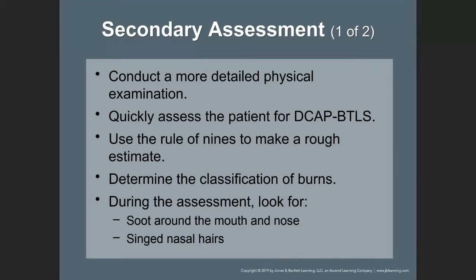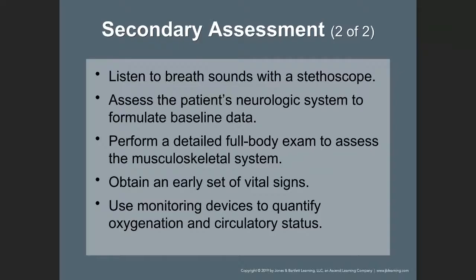Use the rule of 9 to make a rough estimate. Determine the classification of burns during the assessment. Look for soot around the mouth and nose and singed nasal hairs. Listen to breath sounds with a stethoscope, very important. Assess the patient's neurologic system to formulate baseline data. Perform a detailed full body exam to assess the musculoskeletal system.